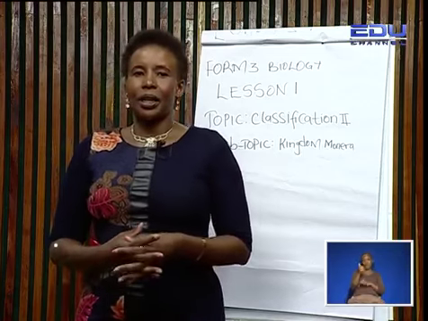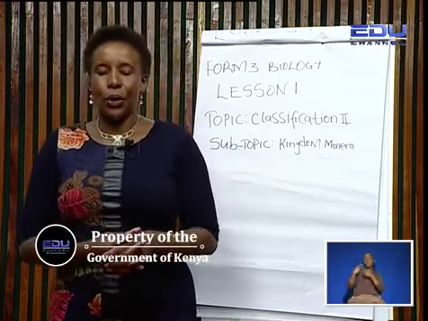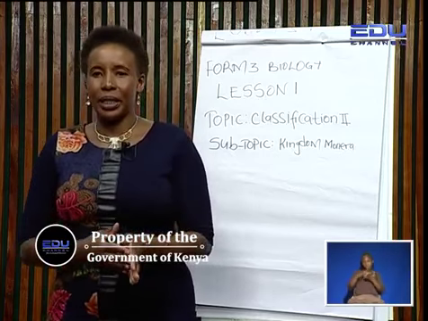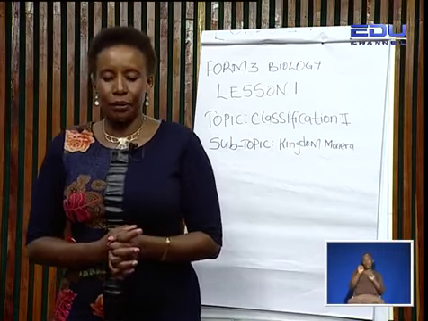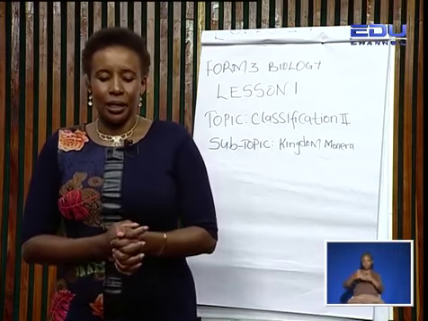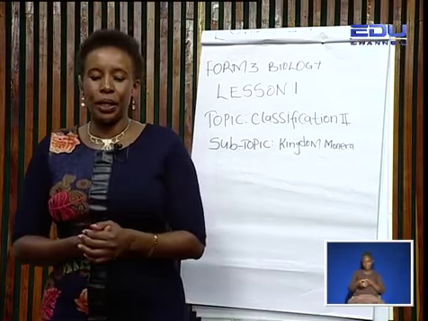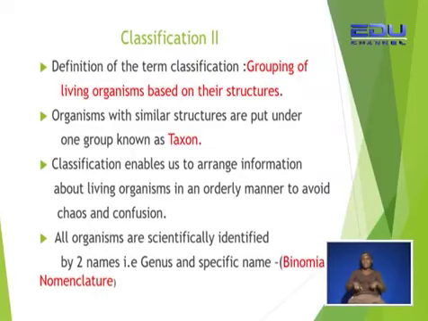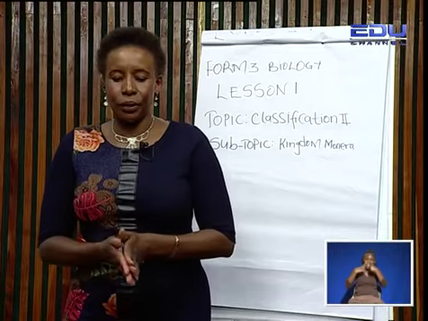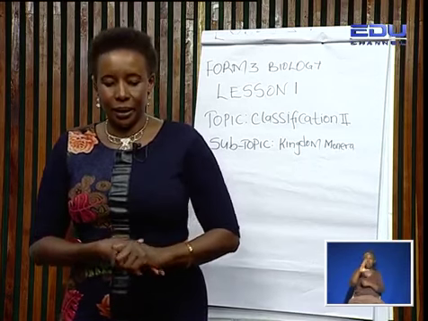Topic: Classification 2. The introduction was done in Form 1, where Classification 1 was done. Just a quick recap of what was discussed in Form 1 is the definition of the term classification, which was grouping of living organisms based on their structures. So when we are grouping these living organisms, we use their external structures and we put them in one group known as a taxon. In Form 1, there were 7 taxonomic units of classification which were discussed.